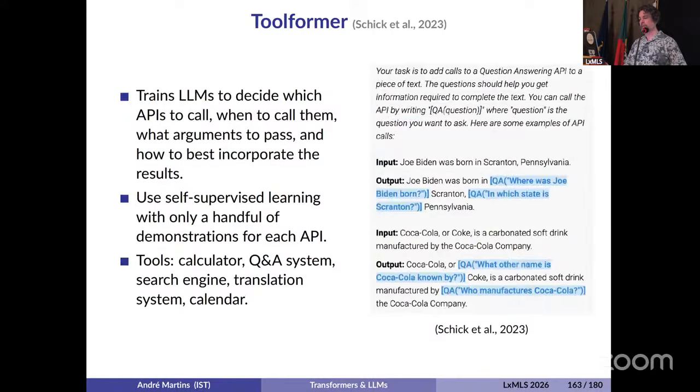And by doing that, they are able to, right, this is the prompt that they use to generate this training data. But they are able to obtain a model that not just generates tokens, but can also execute external tools whenever necessary.